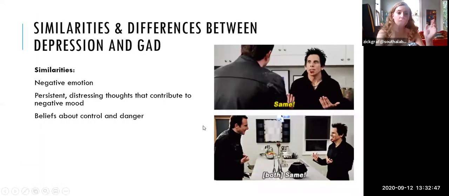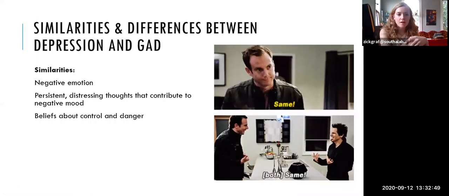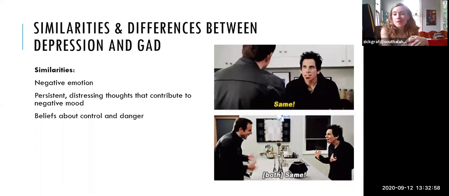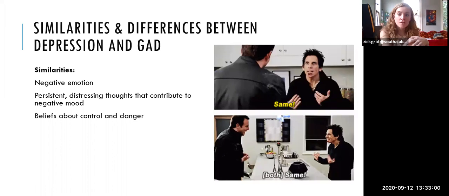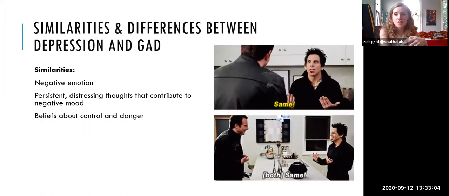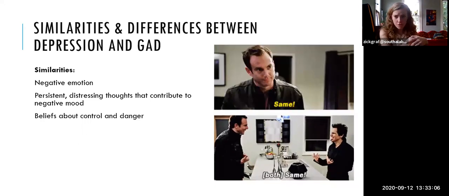Okay, so to summarize that video a little bit, there are a lot of similarities between depression and generalized anxiety disorder. They're both characterized by a lot of negative emotion, not just anxiety, which is elevated in people with depression too, but guilt and shame and low self-worth, which are elevated in people with generalized anxiety disorder.